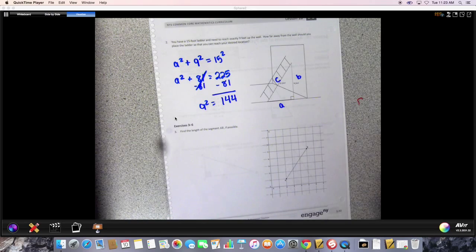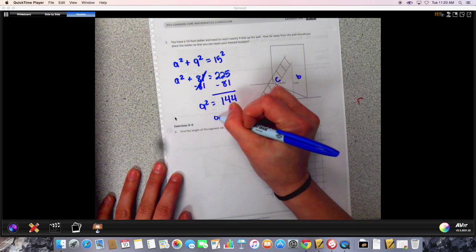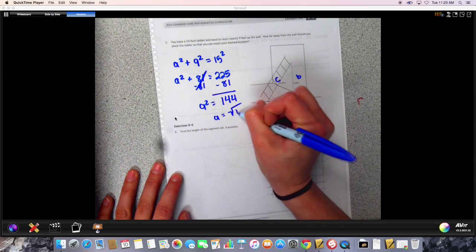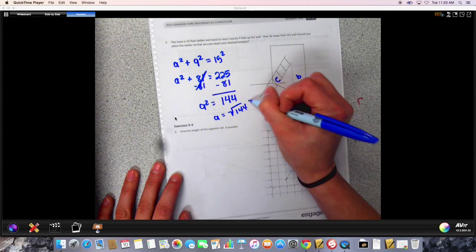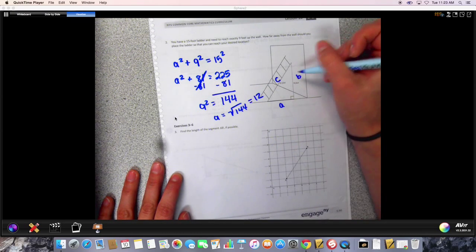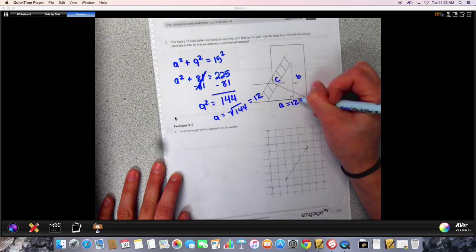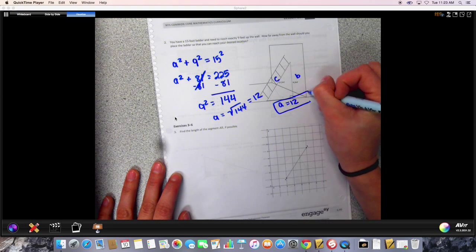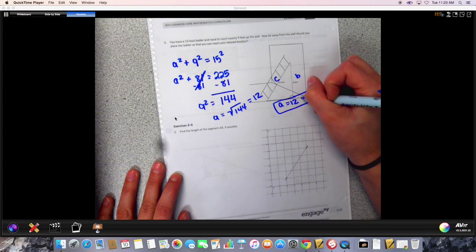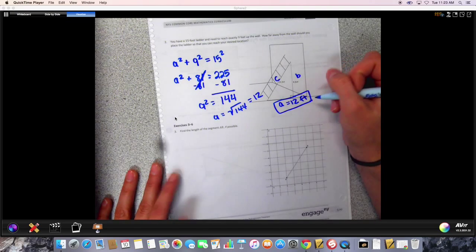And your final step, again, to find A is going to be to take the square root of 144, and your answer is 12 exactly. So A equals 12. And to be completely correct, we want to put our unit, which is 12 feet.